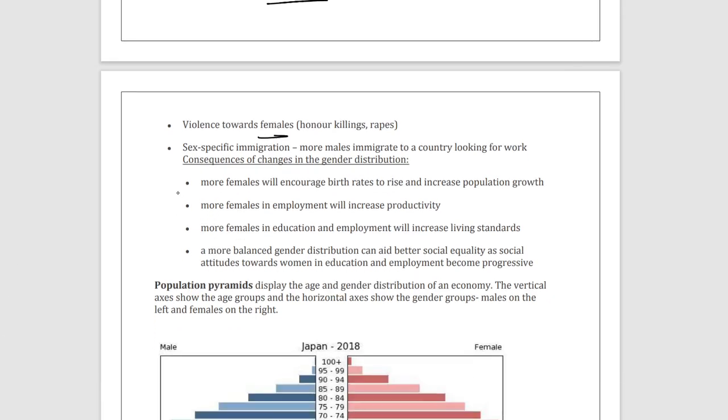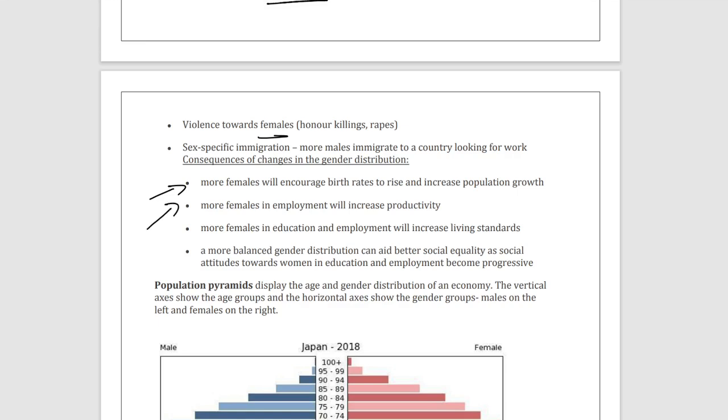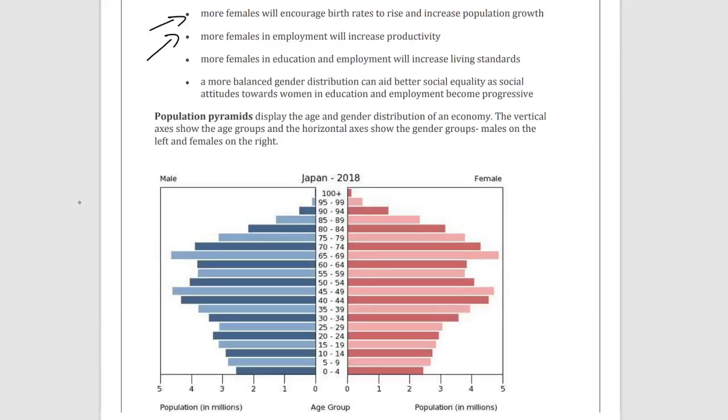And then some females will encourage birth rates in some particular places. For example, they can go to their hometown just to deliver a baby. And then more females in employment will increase productivity. More females in education and employment will increase living standards.